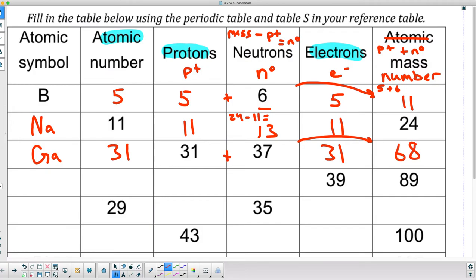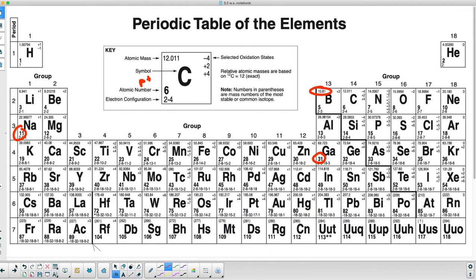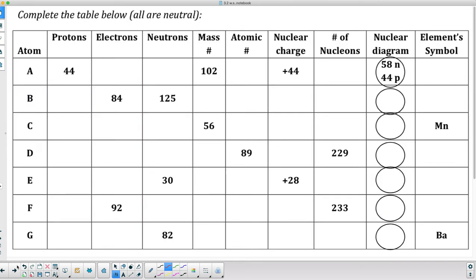Okay, I think we're good there. I'm going to flip ahead to this one. Oops, not that one. This one here.